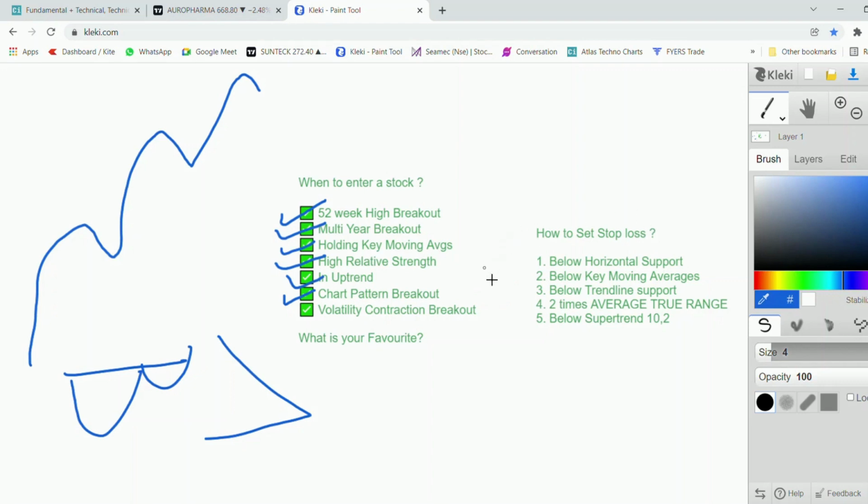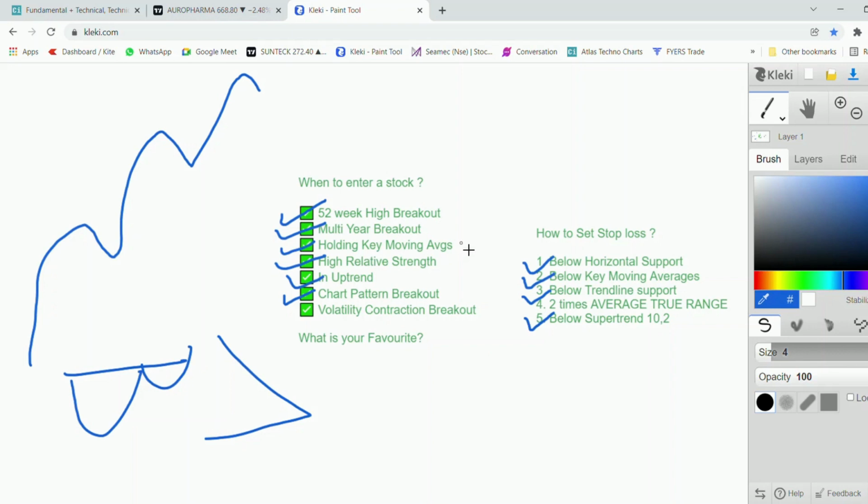Now, how to set the stop loss in each and every case. In some cases, you have to keep the stop loss below horizontal support, or below key moving averages, below trendline support, or the 10,2 super trend. So these are the methods of keeping a stop loss and entering into a stock.